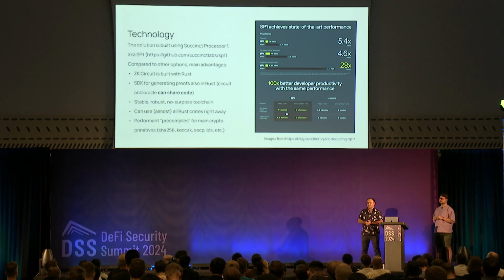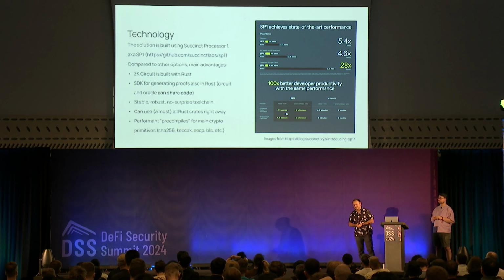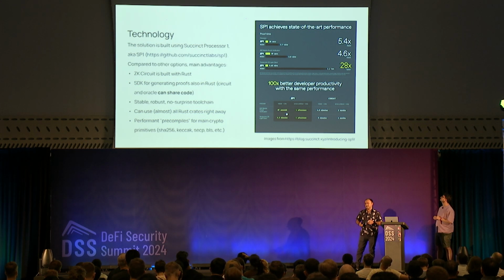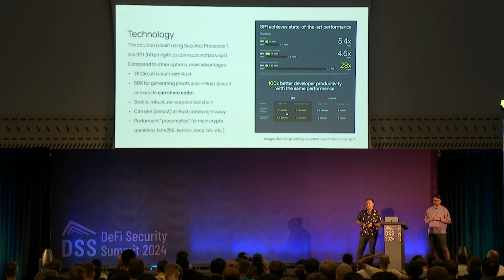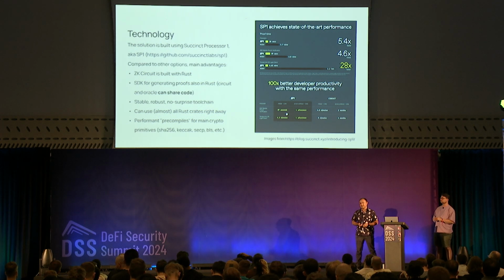Just to touch on the technology side of things, this whole thing is built on the Succinct Labs SP1. SP1 stands for Succinct Processor. This is the slide from their initial announcement half a year ago, in April or something. Obviously, the benchmarking values might have changed since then. But the part that talks about developer productivity, I can definitely get behind this 100%, maybe 100 times, maybe even bigger.